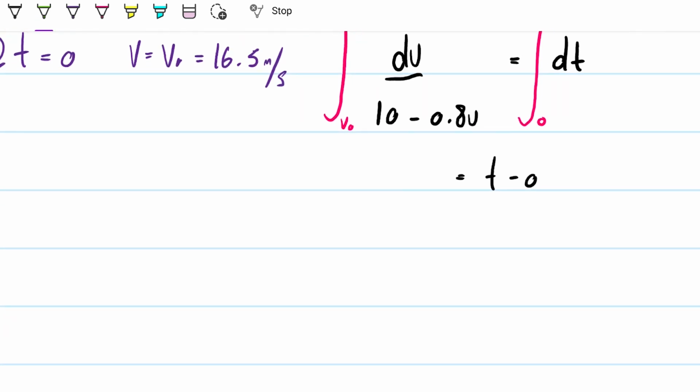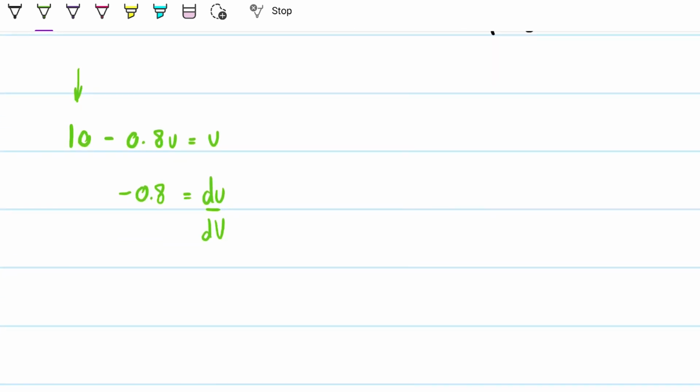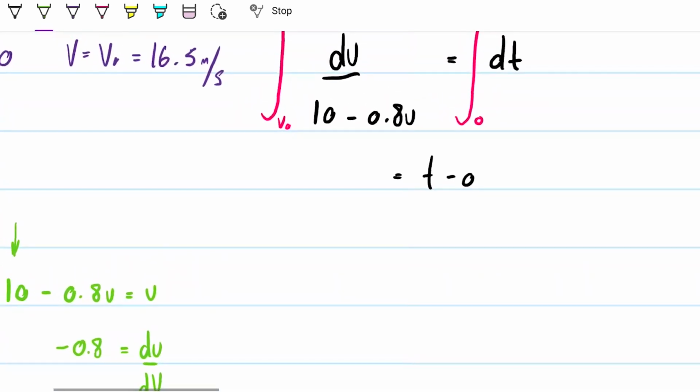What I'm going to do is say 10 minus 0.8v equals u. And then I'm going to take the derivative of u with respect to v to see if I can keep everything as is. 10 is a constant, so the derivative is going to be 0. And then this guy here, the derivative is going to be minus 0.8. That means that wherever I have dv, I need to substitute that by du divided by minus 0.8. All right, so over here on the left-hand side, I'm going to go ahead and substitute here.